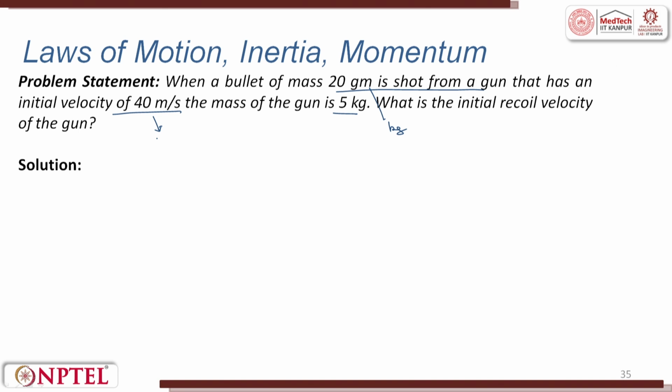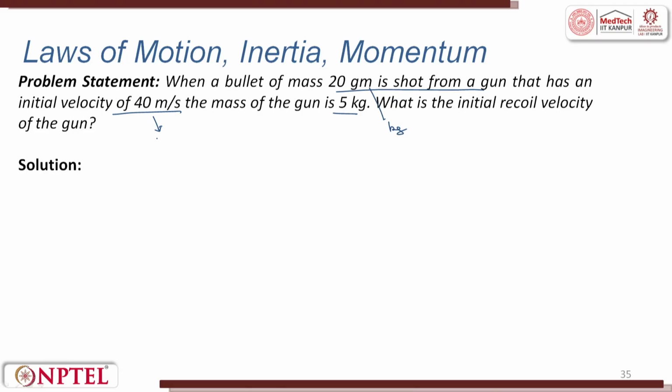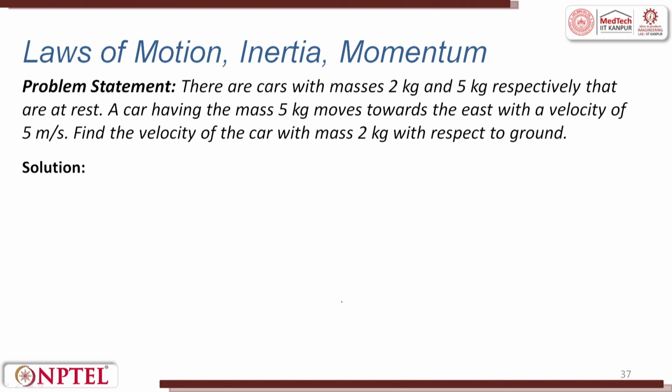So, we will use the law of conservation of momentum to solve this problem. You can solve it by yourself and try to find the initial recoil velocity of the gun. Try to use the law of conservation of momentum and get the solution. You will find the solution in the lecture notes, and this is for you as a home assignment.